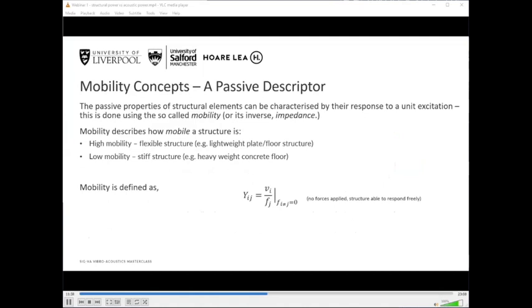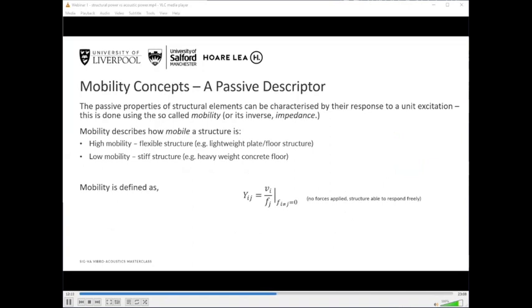So we'll start with passive properties. The passive properties of a structural element, say for example a concrete floor, can be characterized by their velocity response to a unit force excitation. This gives us the mobility of the structure. As you might have guessed, the mobility describes how mobile or how flexible a structure is. A high mobility means that the structure is flexible, and a low mobility means that the structure is stiff.